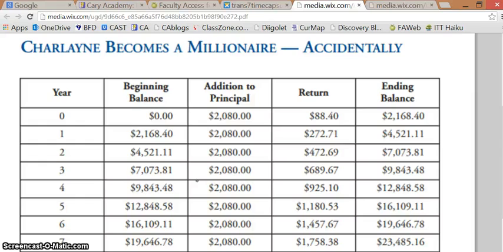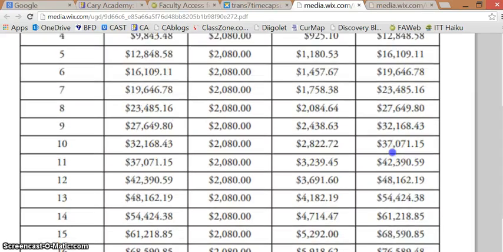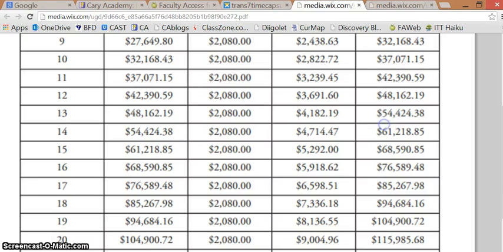So let's notice what happens over time. Let's go down to 20 years. At 20 years, how much interest is the bank paying her? It's paying her $9,004.96, which is over 4 times the amount that she's putting in that year. So in year 20, the bank paid her over 4 times as much as she put in, just for leaving her money there. And she has almost $116,000 at the end of year 20.